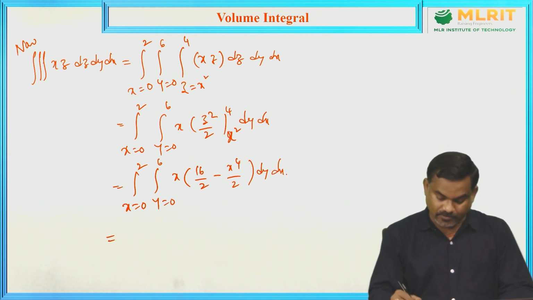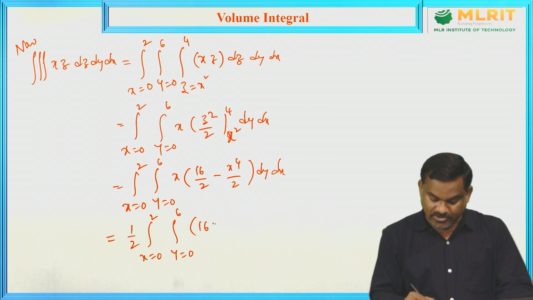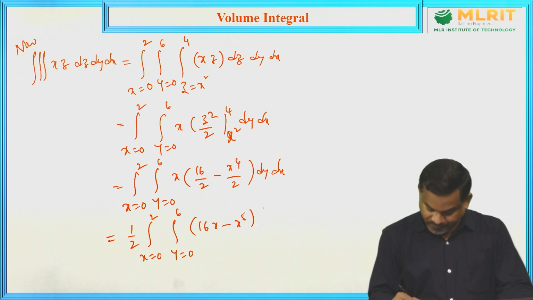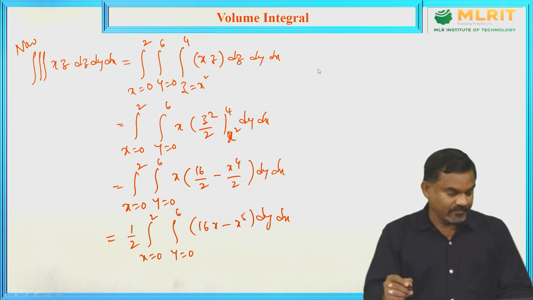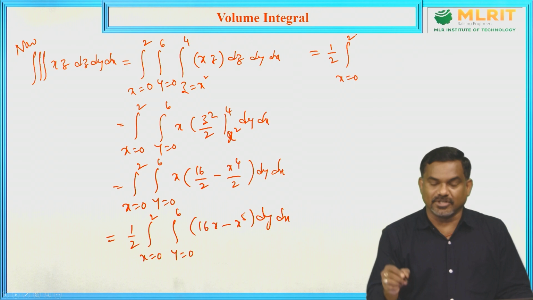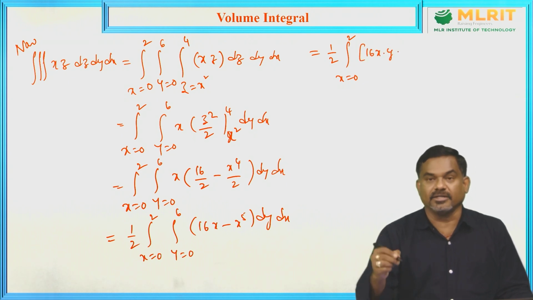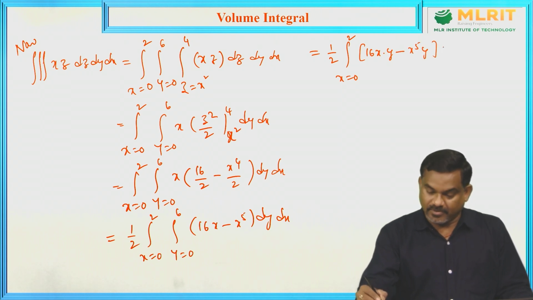So that's equal to 1 by 2 we can write outside, integral from 0 to 2, y from 0 to 6, this is 16x minus x power 5 dy then dx, which is equal to half into x from 0 to 2. Now integrate with respect to y. So with respect to y, 16x is constant, so we get integral dy is y, minus x power 5 into y, dx, where y from 0 to 6.